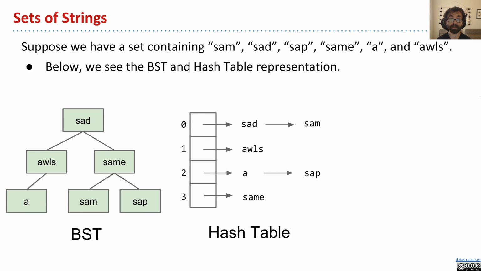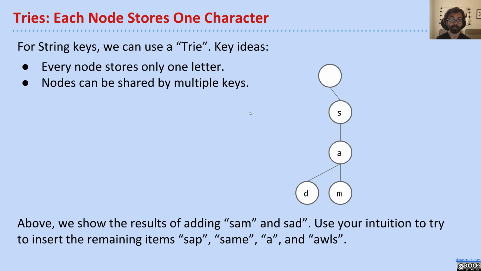Now, rather than providing a formal definition, I'm going to have you guys invent the trie. I'm going to do that by inserting 2 keys myself, and then let you do the rest. So ultimately, your goal is to build a set containing sad, alls, same, a, sam, and sap. And here, what I'm showing you is what a trie looks like that has already got sam and sad in it. So let's look at this and think carefully about what's going on.